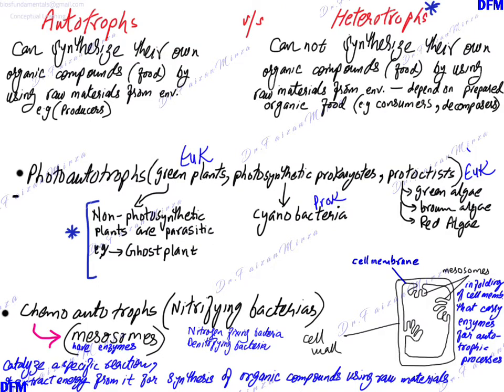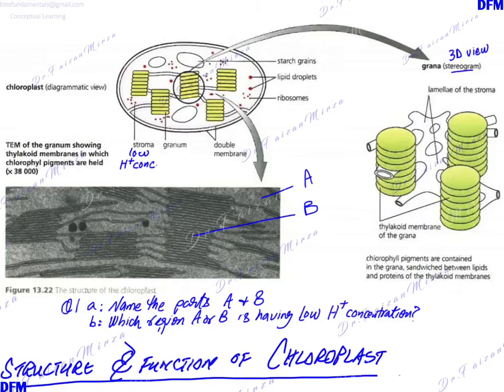What are chemoautotrophs? Chemoautotrophs are microorganisms, and they have mesosomes. Mesosomes are enfoldings of the cell membrane of the bacteria. These mesosomes have the enzymes on which the catalytic action occurs, where they are able to catalyze a particular set of reactions, and from those reactions they gain enough energy to make their own nutrients. For example, nitrogen fixing bacteria and denitrifying bacteria all catalyze a specific reaction and extract energy from it for synthesis of organic compounds using raw materials.